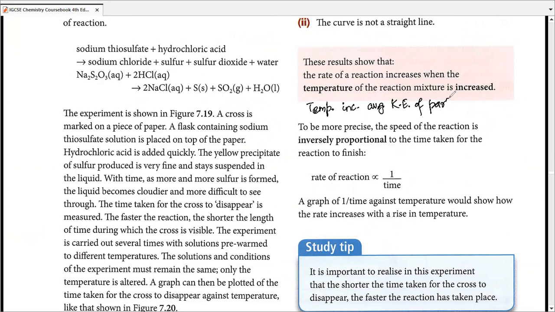And of course, by increasing the average kinetic energy of the particles, the rate of reaction for the reaction mixture would definitely increase. Since now they can move faster, they can collide more fiercely, so of course, the rate of reaction would increase.